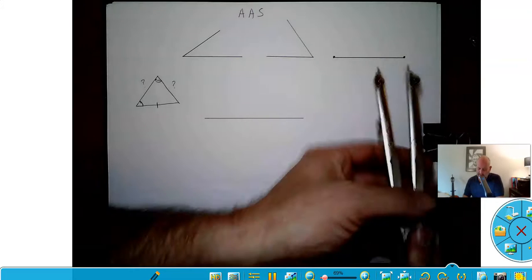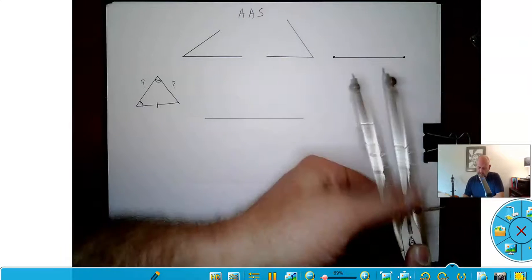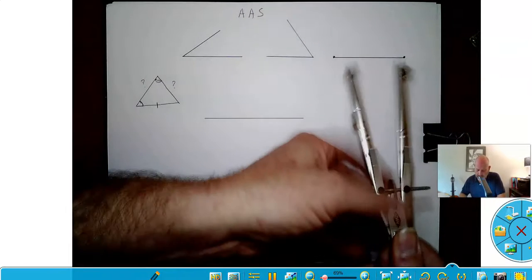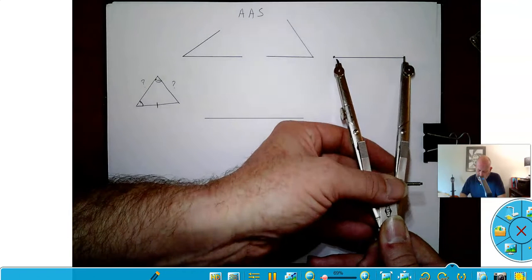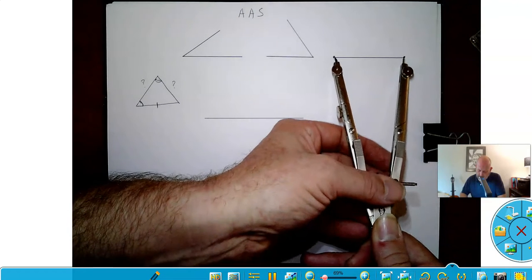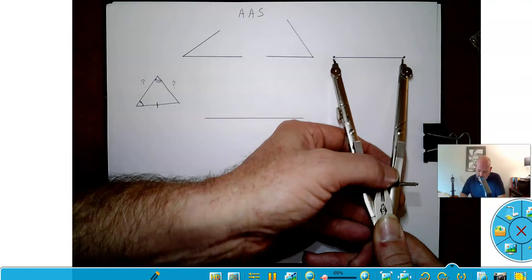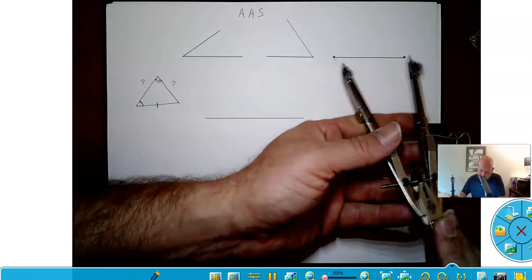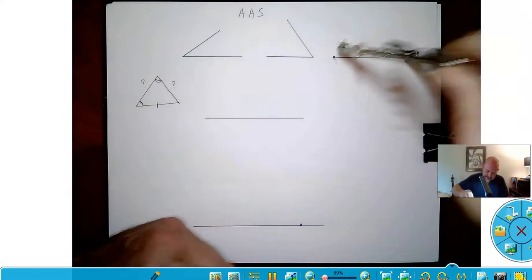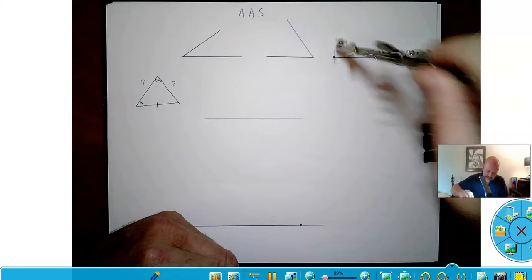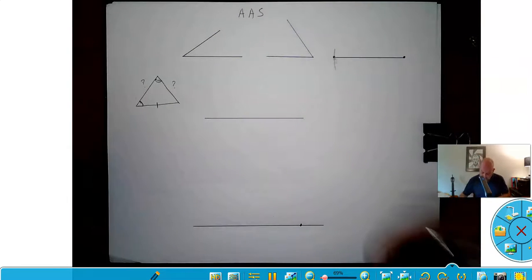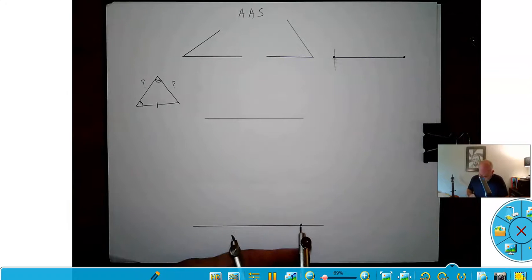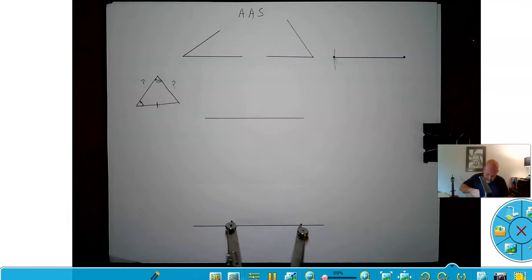Okay, so let's start by copying the segment. All right, we're getting pretty close there. Let's pin that and see if we got it. Notice how I'm making the stroke through the point. I want to make sure that I'm actually measuring the thing I'm measuring. That's why I do that. Okay, so I already have a point here, and we'll go ahead and mark that off.